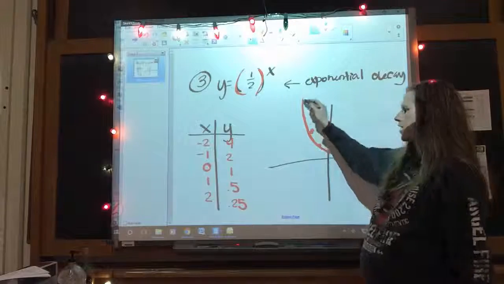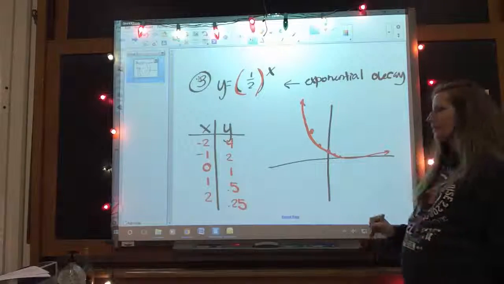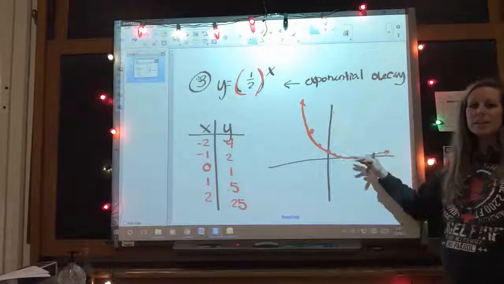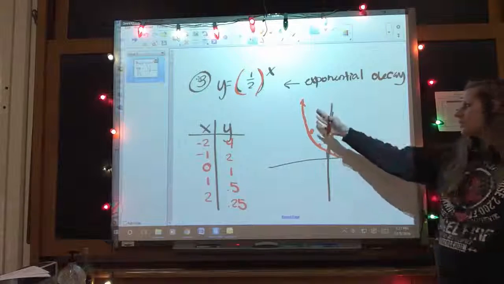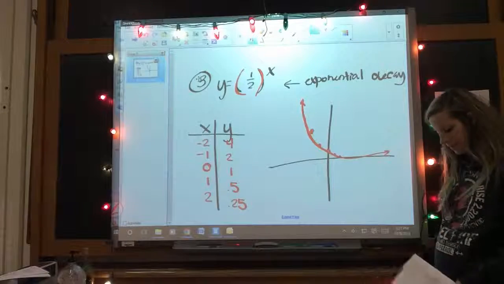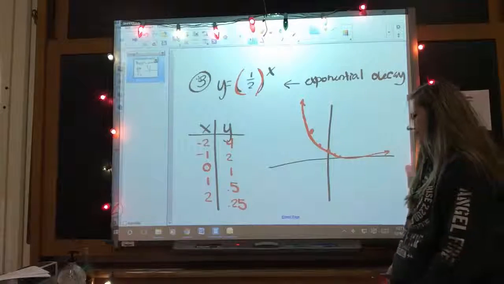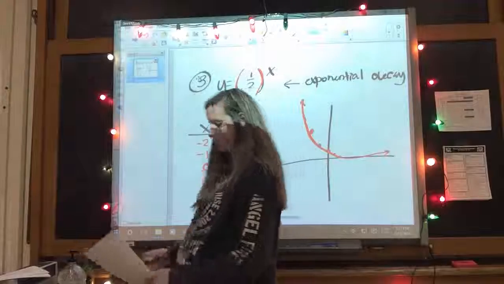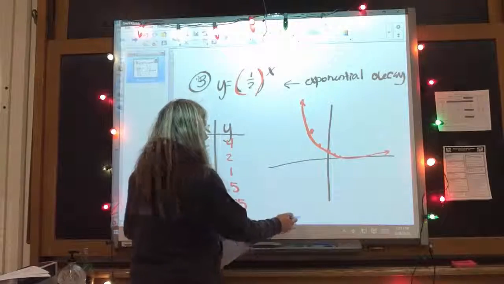So, oh, my graph looks bad. Yours probably looks a lot better. But you can see that exponential decay curve. Your curve is decreasing from left to right. All right, so now let's answer the questions.